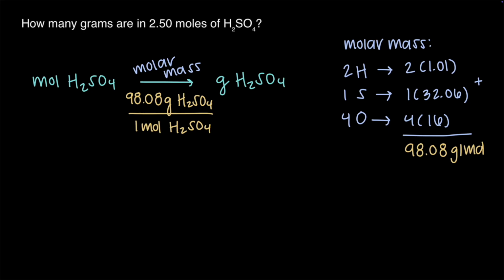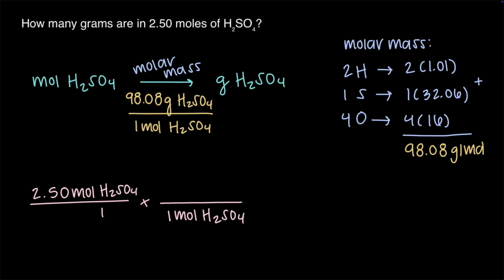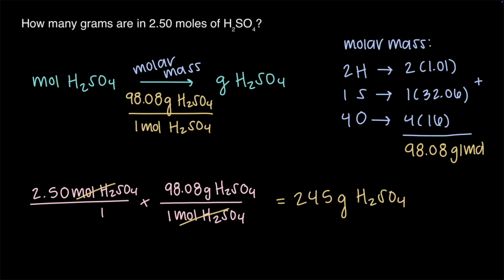Setting up all units to cancel, I will start with 2.5 moles of H2SO4 over 1. In the next fraction, 1 mole of H2SO4 goes on the bottom and 98.08 grams of H2SO4 on the top. The moles cancel out and we are left with grams of H2SO4. Multiplying the values, we get 245 grams of H2SO4.